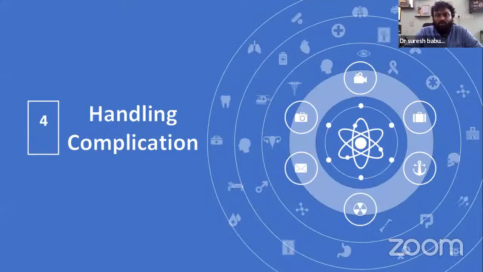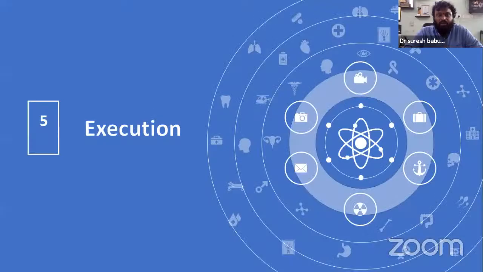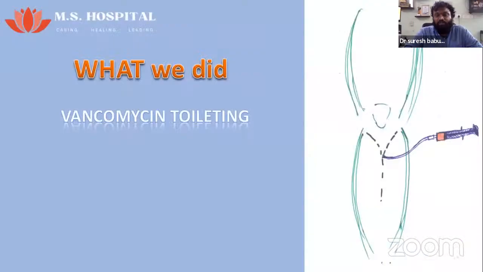So how to handle these complications and how far should we go? Whether removal of the infected bone graft alone is adequate, or we should go for a thorough debridement and IV antibiotics, or we should also remove the implant and put an X-fix or Ilizarov, or altogether go for two-stage limb reconstruction techniques? So what we did, instead of all this, was pass an infant feeding tube through the discharge site from where the pus was coming out.